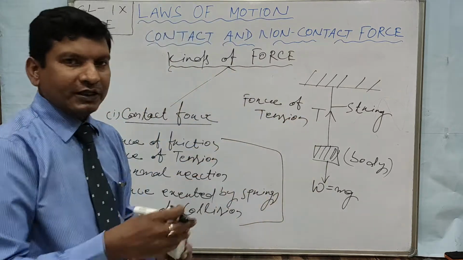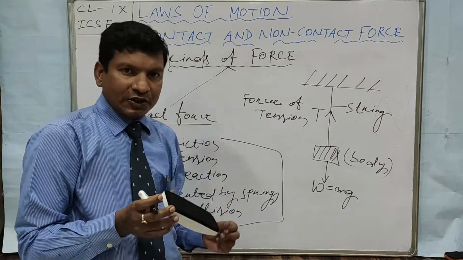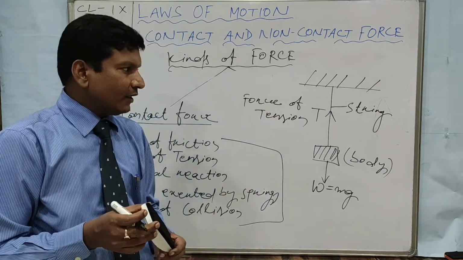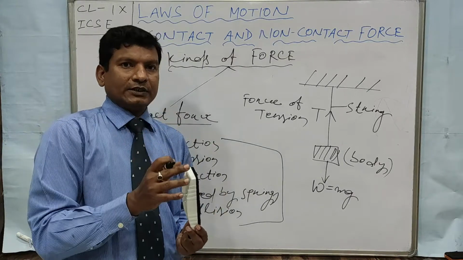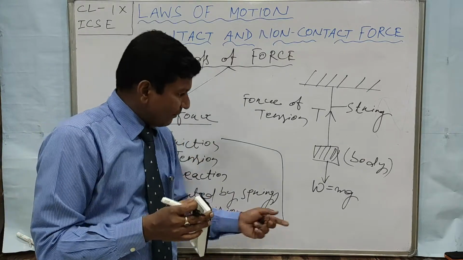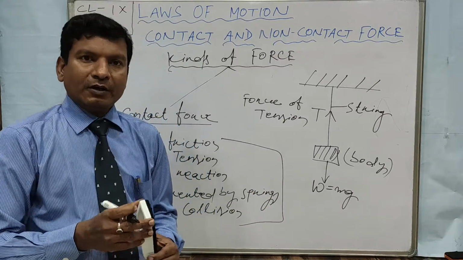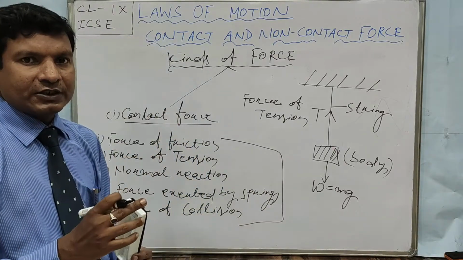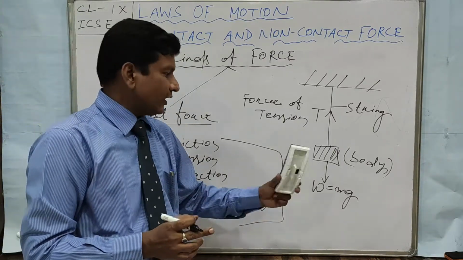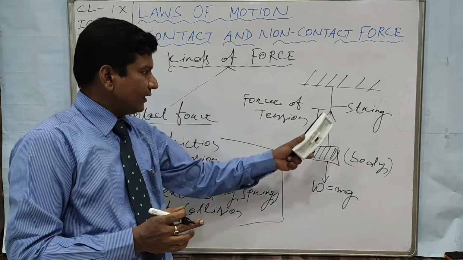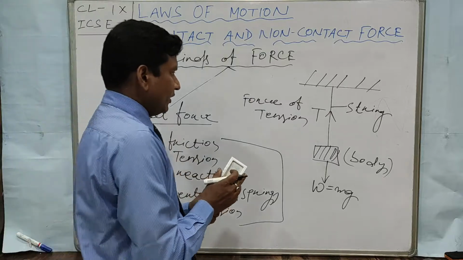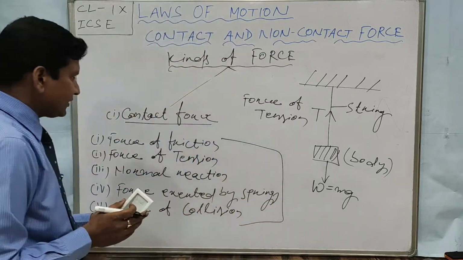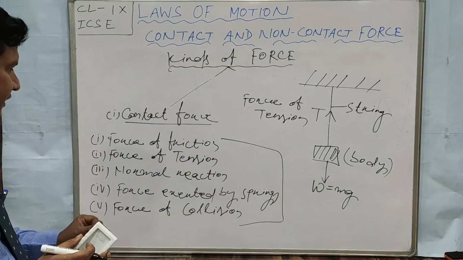So when any body is suspended by a thread or by a string, then the force exerted on the string in the upward direction, the magnitude of that force of tension, will be equal to the weight of the body. This force is known as the force of tension. So I hope you understood about the force of tension. Force of friction and force of tension are over.